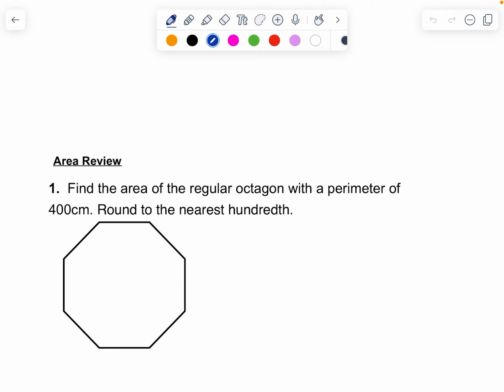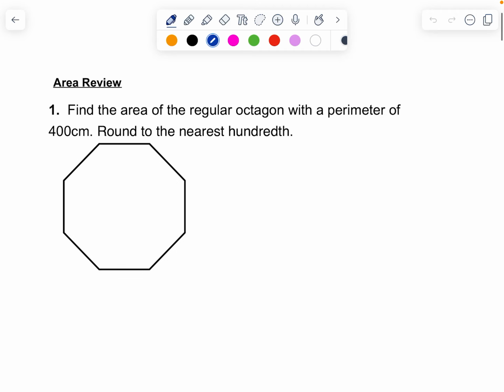All right, so this is just a bunch of area review in case you need more help with finding area. If you don't, then you can just try these practice problems on your own and check the answer key.